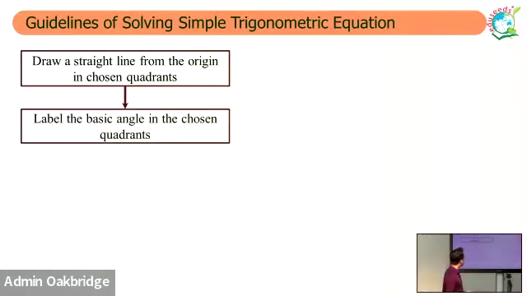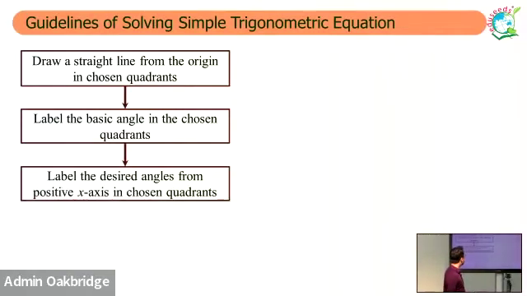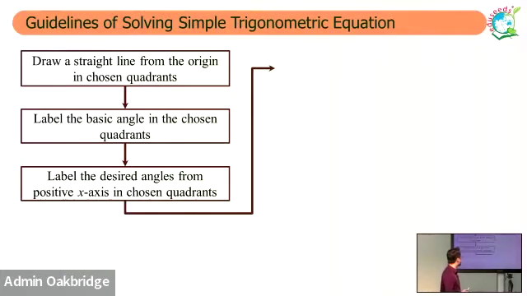Next, label the basic angle in the chosen quadrant. All of you know, right? The basic angle is in between the horizontal axis and the straight line from the origin. Always remember, between the horizontal axis and the straight line. The next one, label the desired angles from the positive axis in the chosen quadrant. The angles they want to find out, label them in the chosen quadrant.